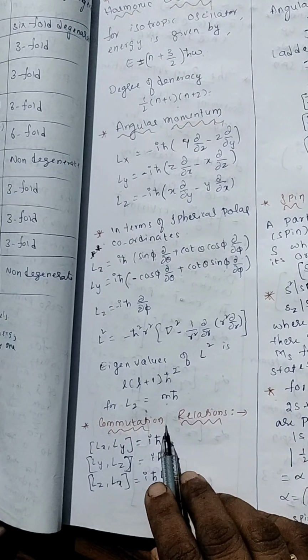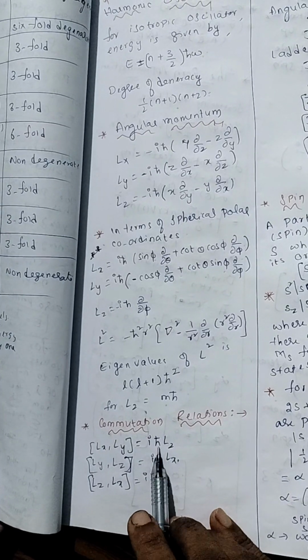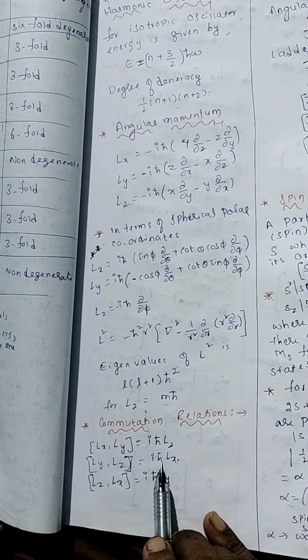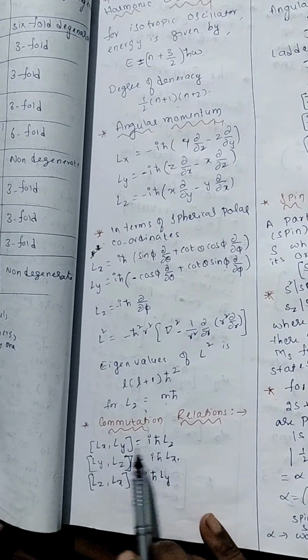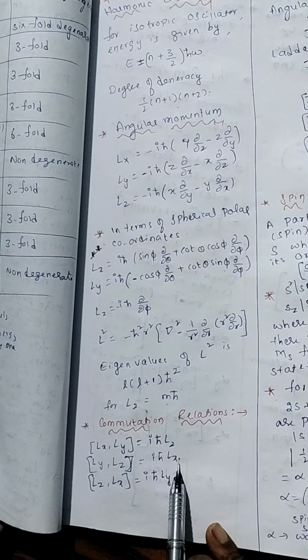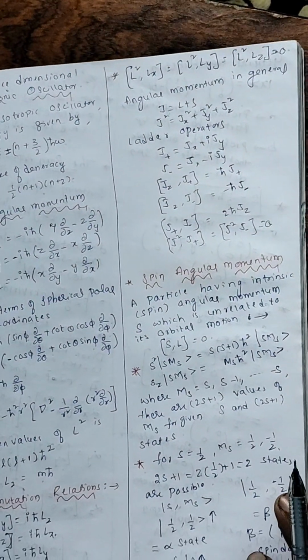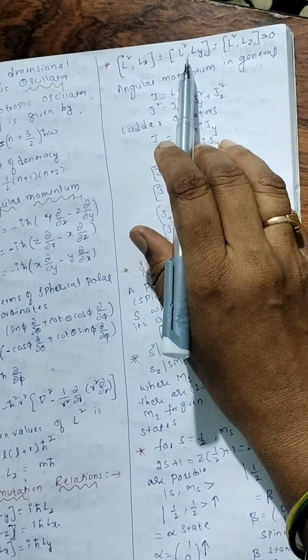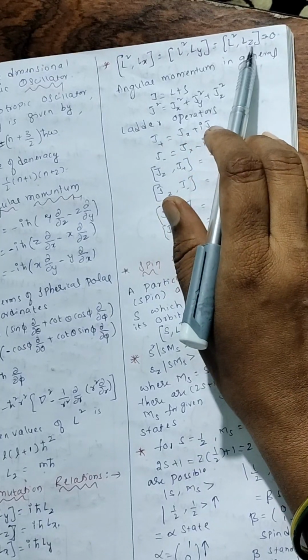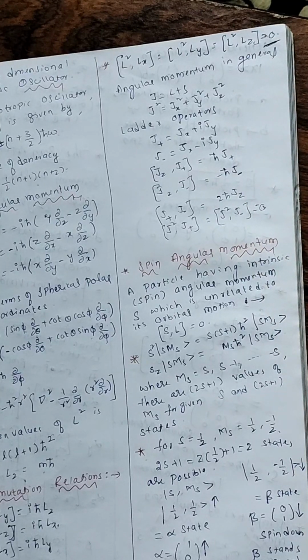Now commutation relations. The relation between Lx, Ly is equal to i h cut Lz. Ly, Lz is i h cut Lx. Lz, Lx is i h cut Ly. Logically, you can remember, no: x, y, here z; y, z, here x; z, x, here y, i h cut. Everything we cannot remember, so some we have to remember logically. It will be useful for us. Next, L square with Lx, with Ly, with Lz, commutation relations will be equal to 0. You have to remember that. Not 1. It is 0.